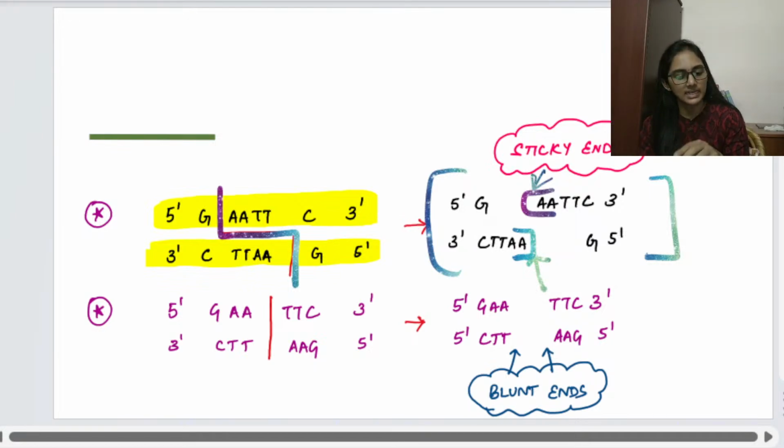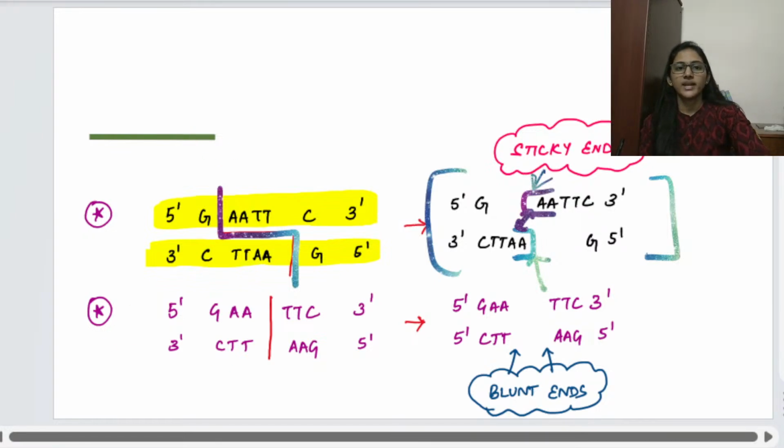Why do you call them sticky ends? Because as you can see, they are complementary to each other, right? So according to Watson and Crick base pairing, it can just anneal itself. The sequences of the hanging ends are complementary to each other, and they can come closer and get annealed. So that is the speciality of sticky ends.